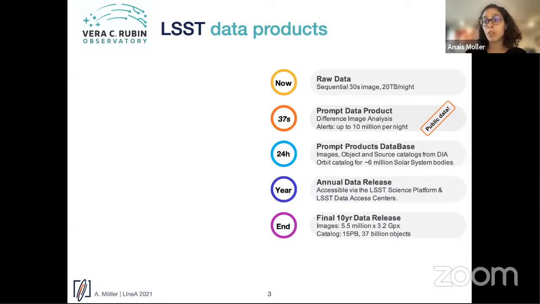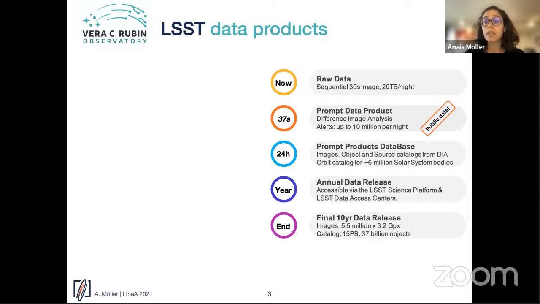And that's what I'm going to talk about in this talk. However, just for clarification, there will be other data products, especially if you are part of LSST. There will be the prompt products database within 24 hours of observations, which will contain images, objects, and source catalogs from these different image analyses, but also the orbit catalogs for the solar system bodies, which is around 6 million, which is pretty large.